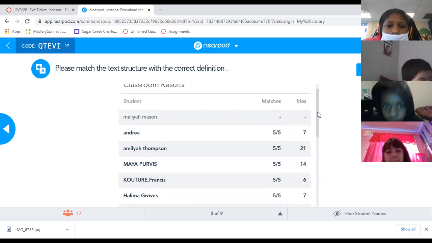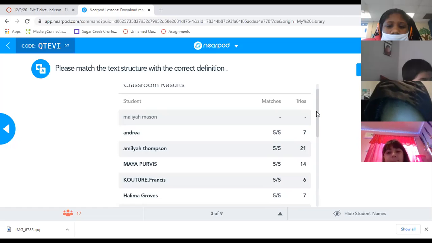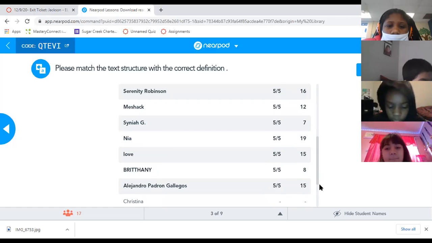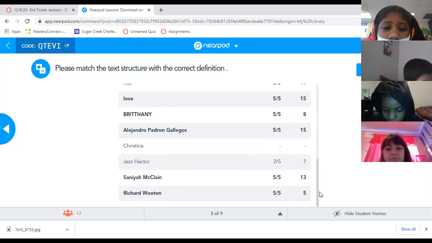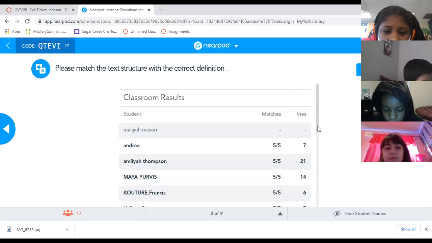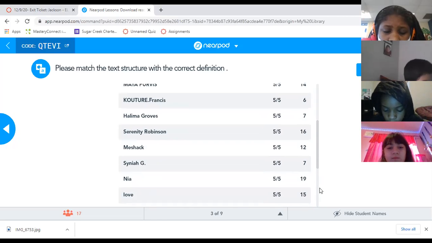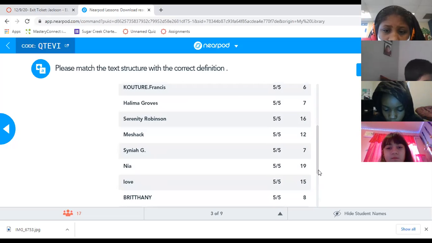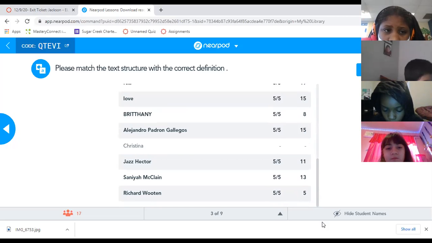All right, the timer is up. I'm now moving on. The winner of this matching game was Richard. I'm going to tell you why. A lot of you guys got 5 out of 5, but Richard had the least amount of tries. So I'm going to shout Richard out. Good job, Richard. All right. So we're going to move on.